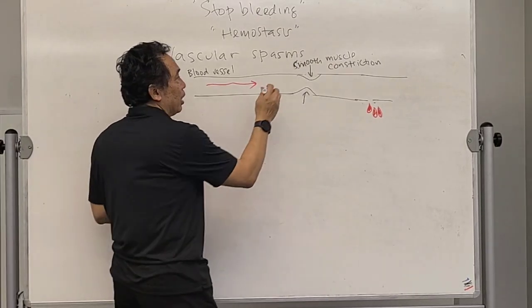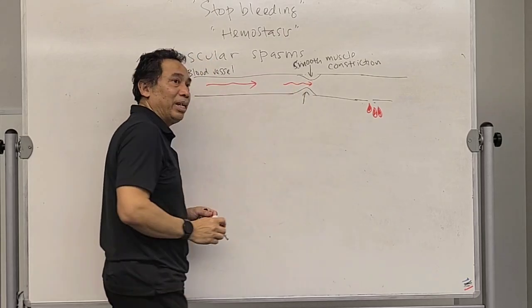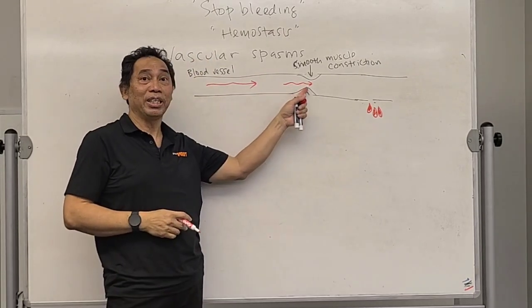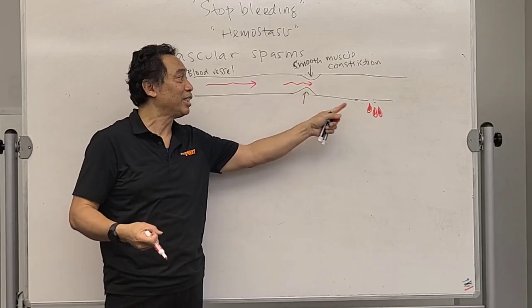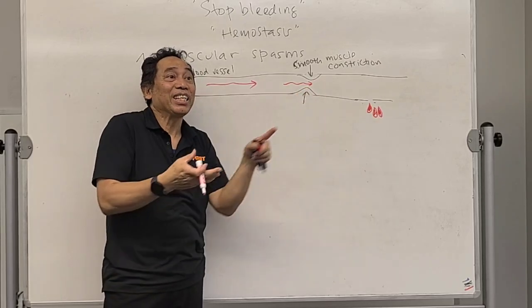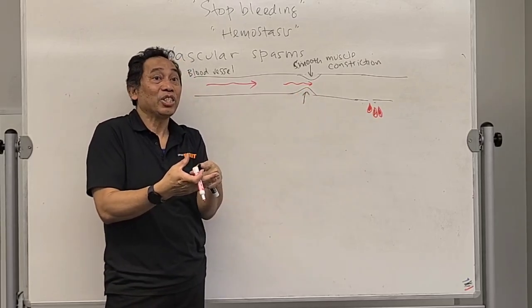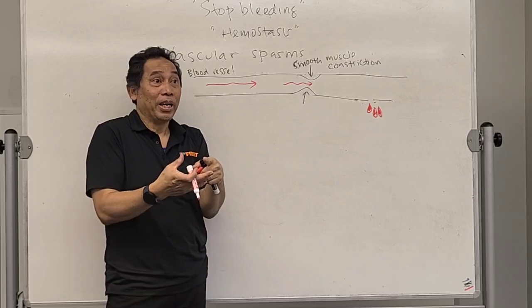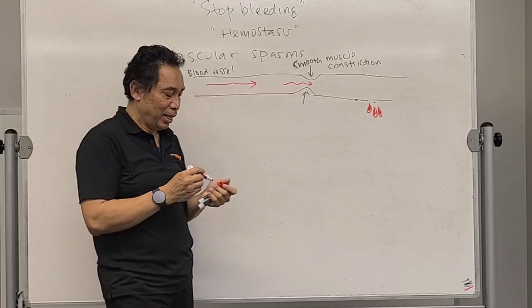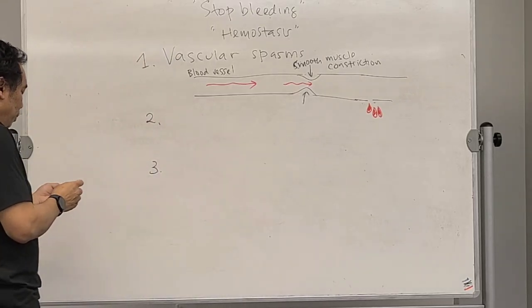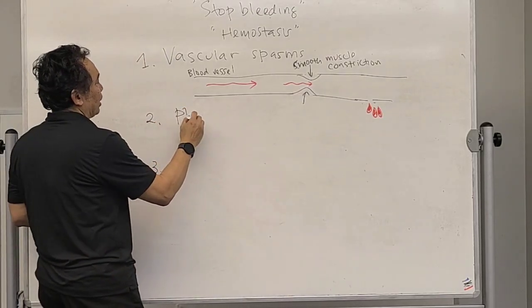Now, do you think there is still blood going through this pinching? Yes, the same thing with your garden hose. Even though you pinch, blood is still going there, but at least less. At least less flowing. Are you with me? That's the first action. Second action is called the platelet plaques.